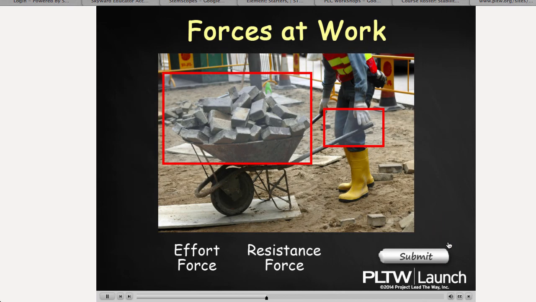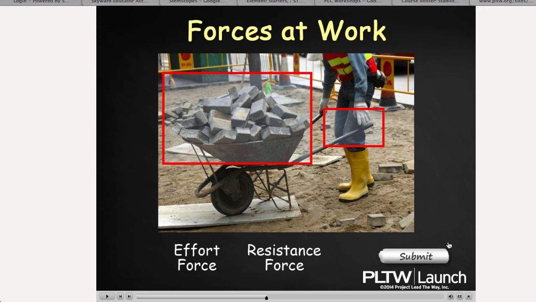We have all experienced the opposition caused by resistance forces. Every time you try to lift a heavy object, you will find that the load works in the opposite way of your action to lift it. Can you identify the effort and resistance forces at work in this image? Drag and drop the two forces onto the correct highlighted box to show where the forces are at work.